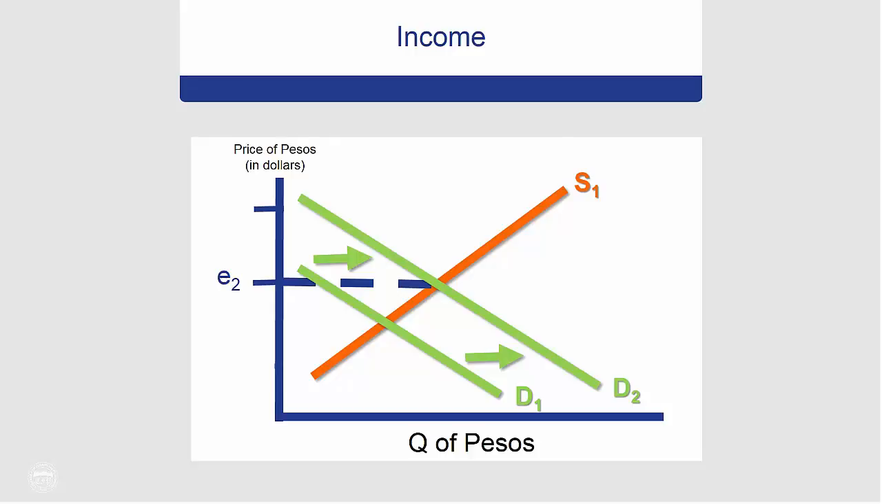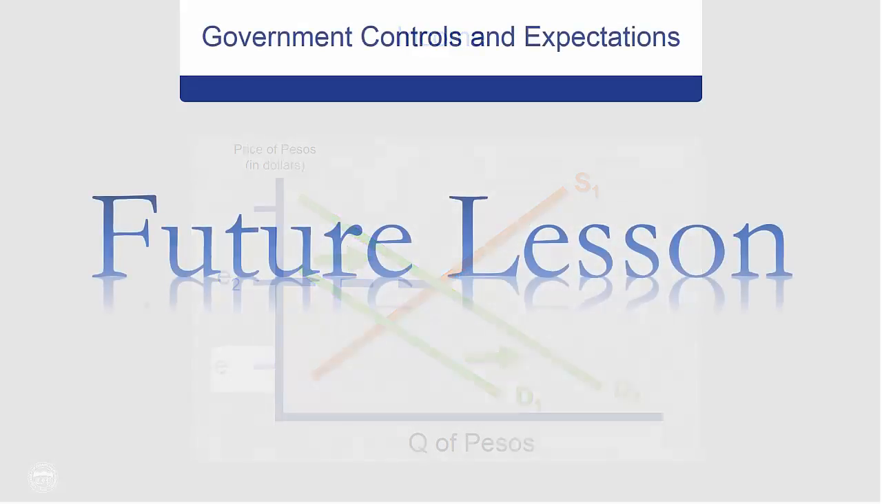People in the U.S. will need pesos in order to import or buy the additional goods from that country. In other words, the demand for pesos will increase. The demand curve will shift to the right and the exchange rate will increase. An increase in income in the U.S. does not impact the supply of pesos in Mexico. There is no change in the supply curve of pesos.